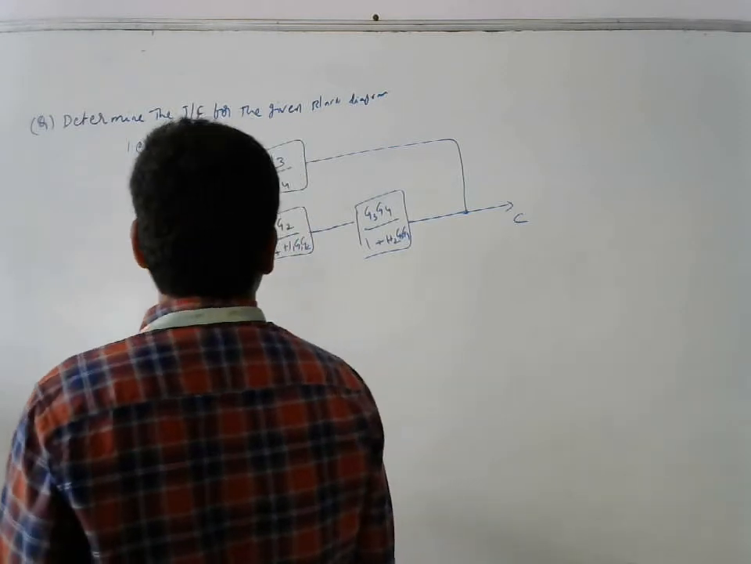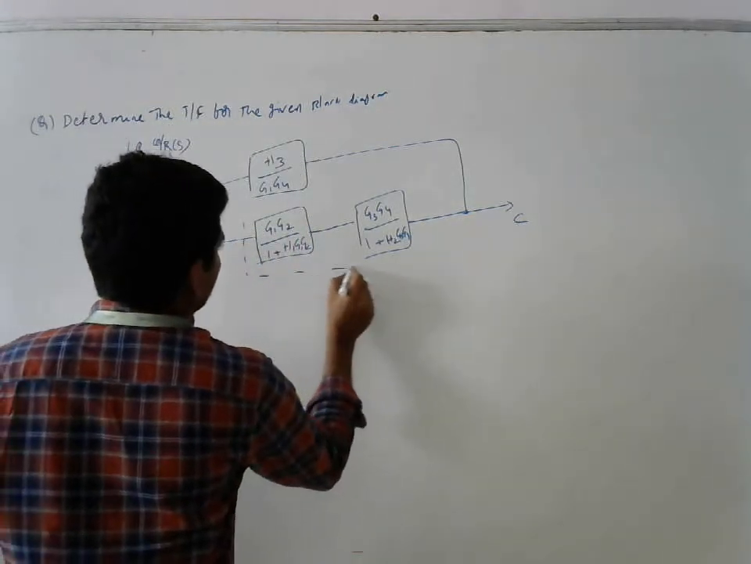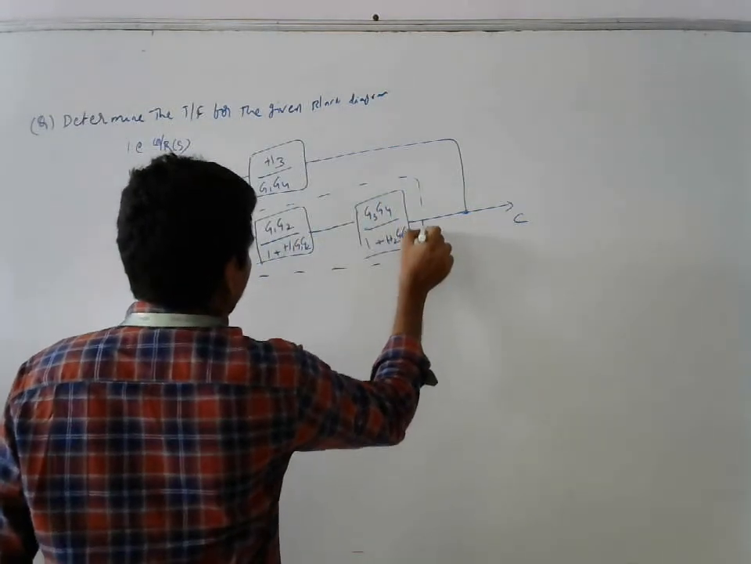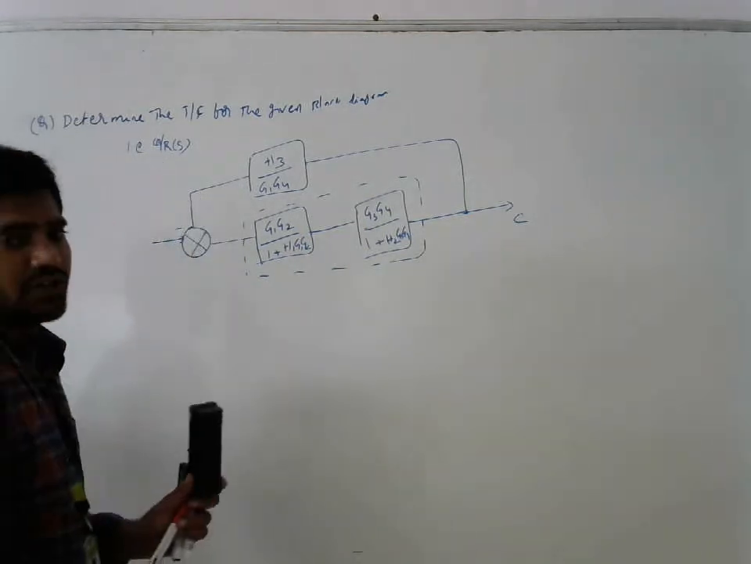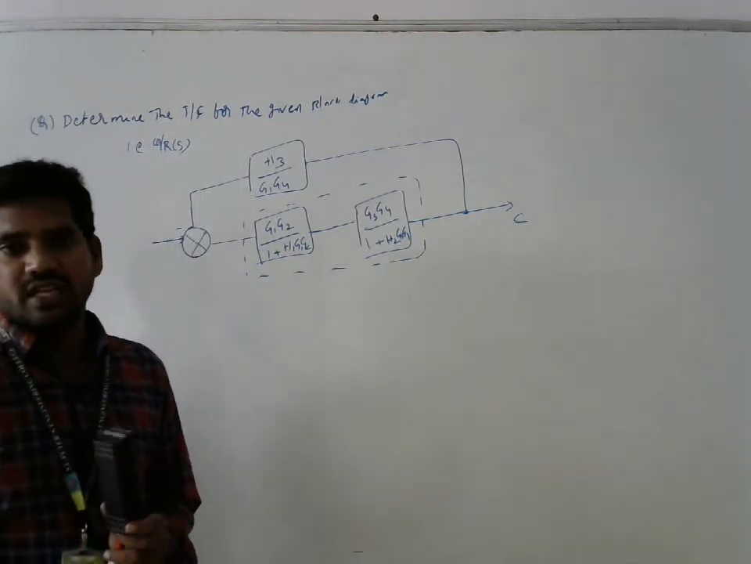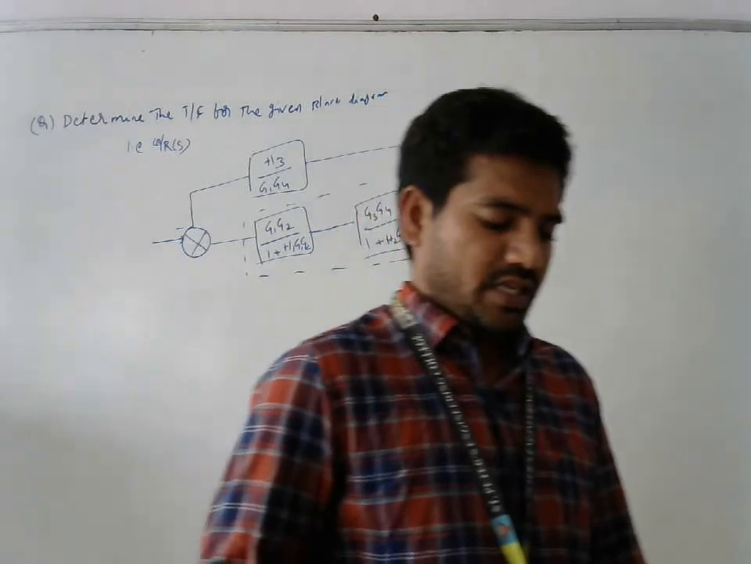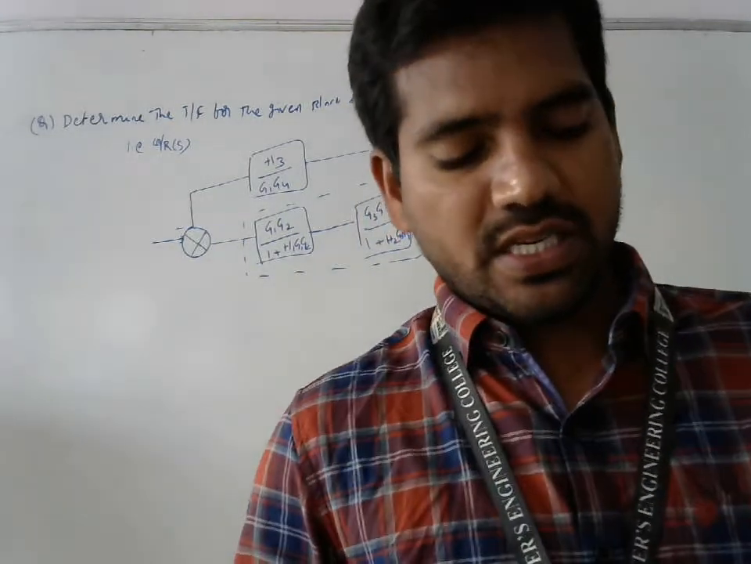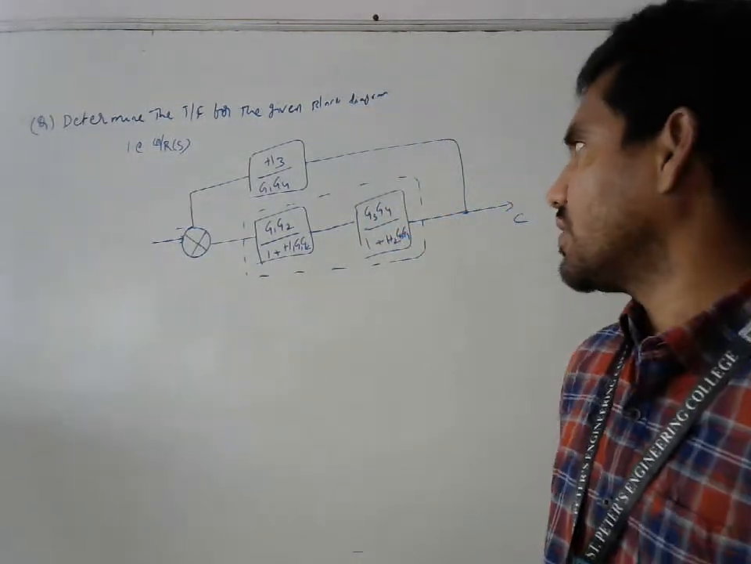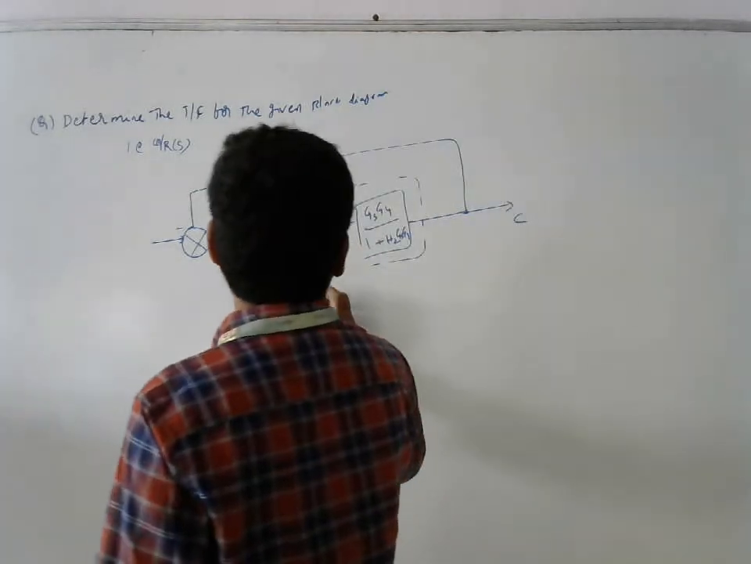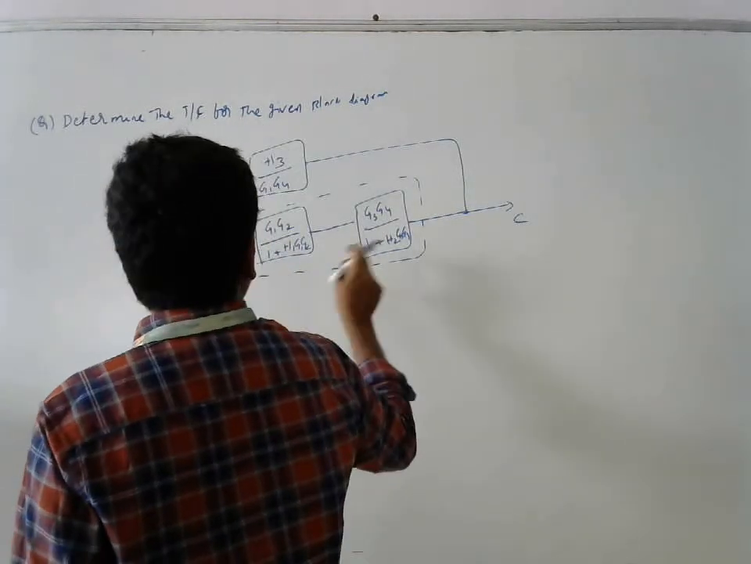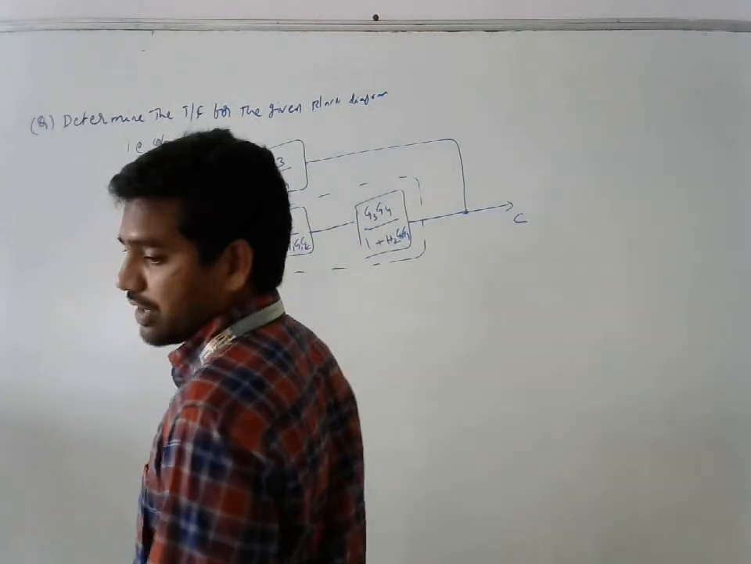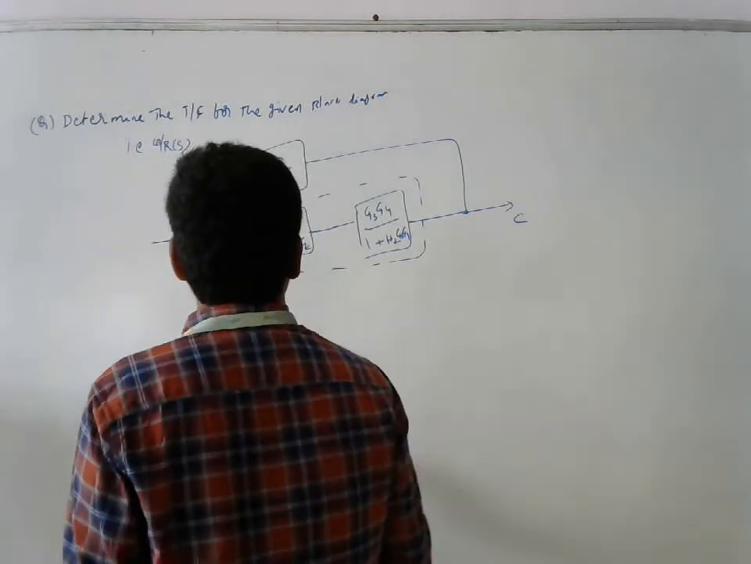Again, these two are in series connection. Again, you need to multiply. We need to follow a step by step procedure. There is nothing to worry about anything. We just have a step by step procedure that we need to follow. That's it. Here again, it becomes a negative feedback again. First, you need to multiply this thing.